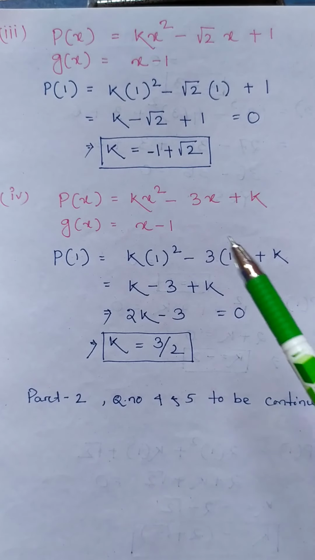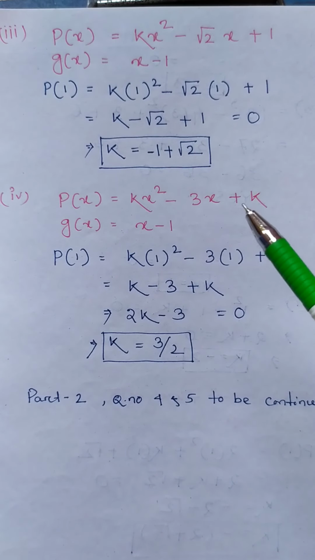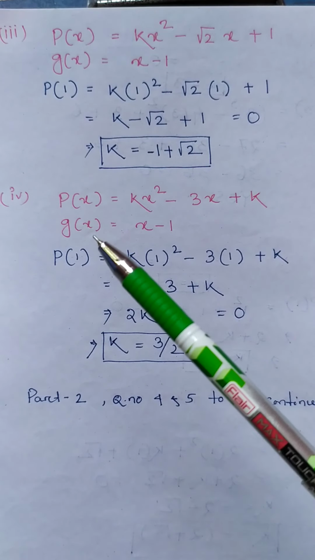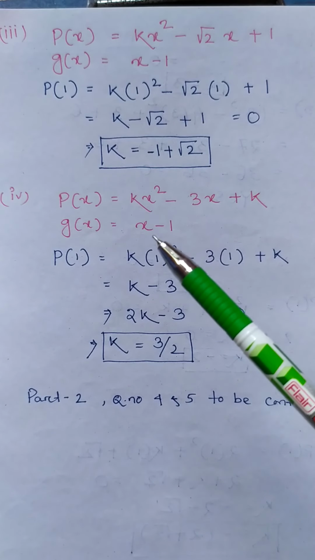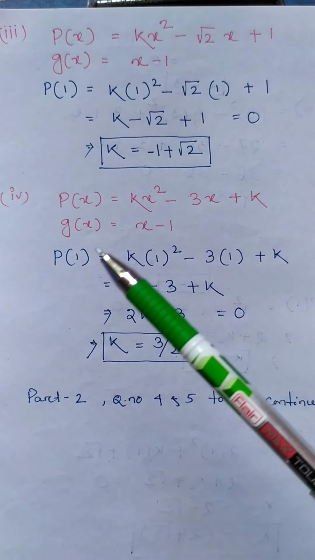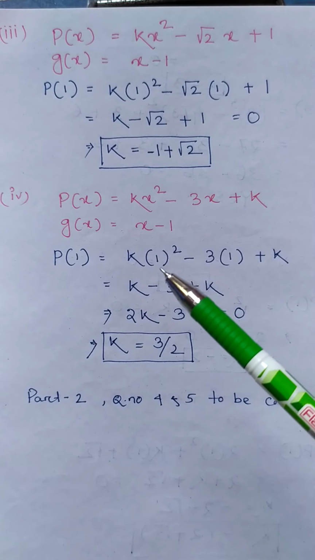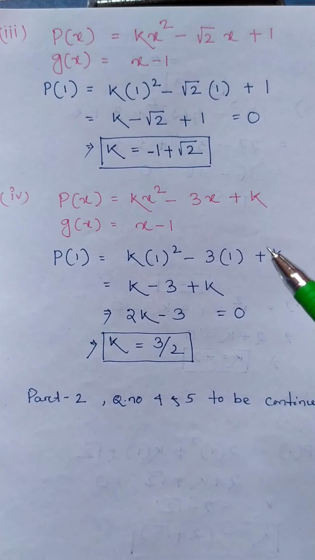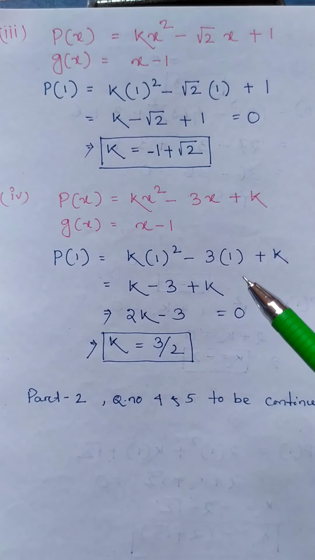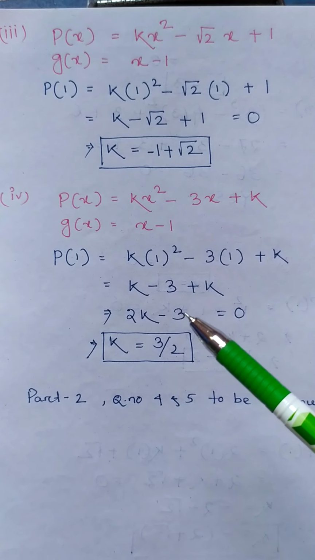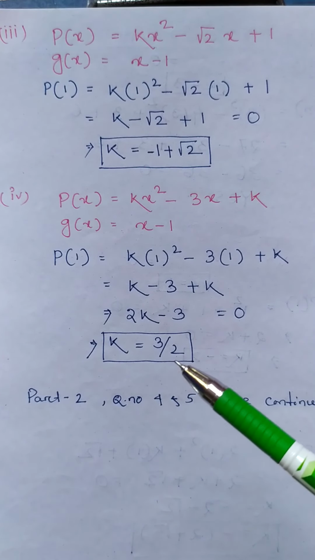Coming to part 4, p of x is given as kx square minus 3x plus k, and g of x as x minus 1. So x minus 1 is equal to 0, which indicates x as 1. So p of 1 will be k into square of 1 minus 3 into 1 plus k. So k minus 3 plus k. This value must be equal to 0. So 2k minus 3 is equal to 0, which indicates k is equal to 3 by 2.